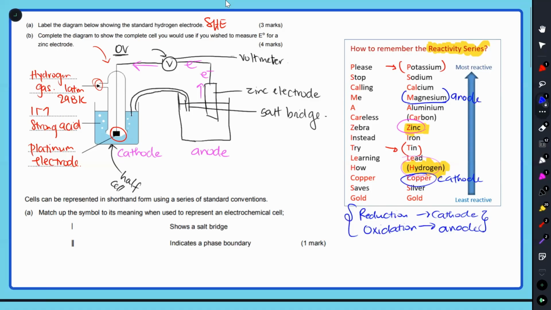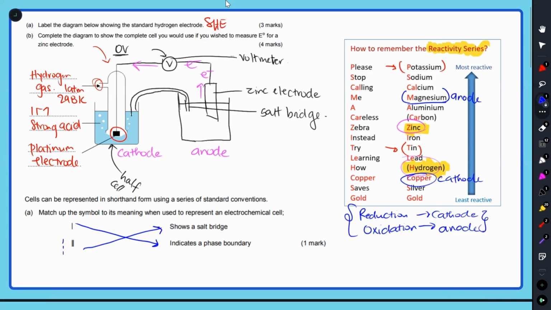Okay. Now match up the symbols to their meaning when used to represent an electrochemical cell. The salt bridge is represented by a double line or sometimes a dotted line, while the phase boundaries are represented by a single line.